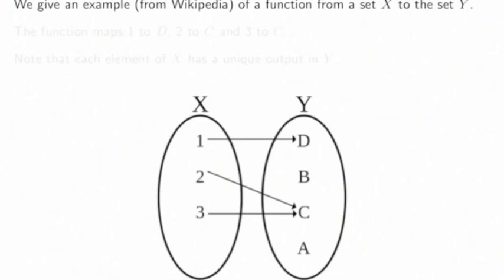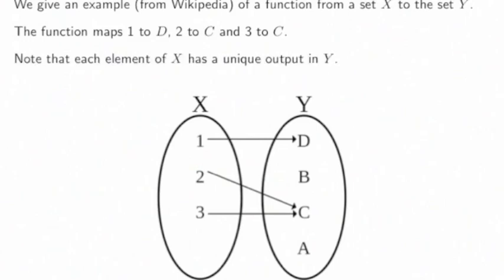Let's look at an example from Wikipedia of a function from a set x to a set y. In this case, my function is going to map 1 to the letter D, the number 2 to the letter C, and the number 3 to the letter C. Note that each element of x has a unique output in y.